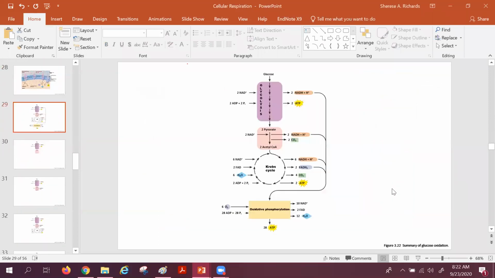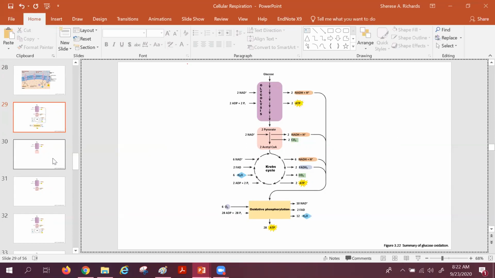So now we're going to wrap up this sequence of events, and I'm going to look at a case study to apply some of this knowledge and put this to the test. So this is the overall events of glucose oxidation.